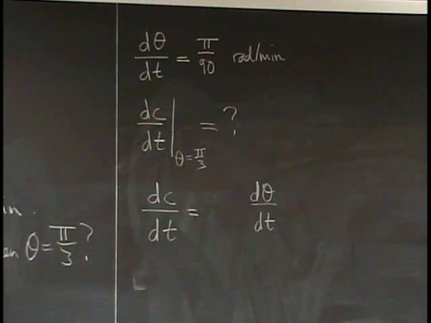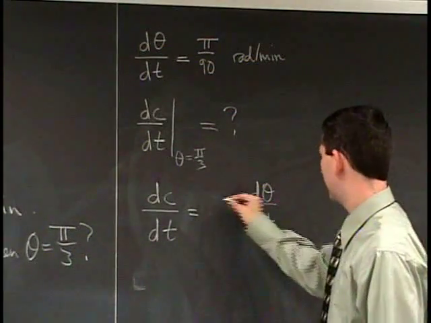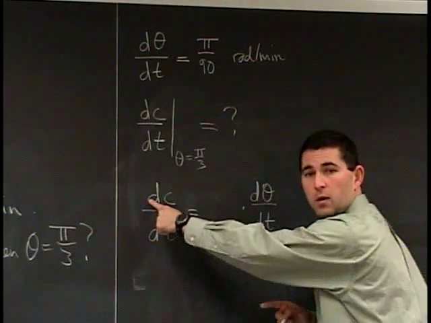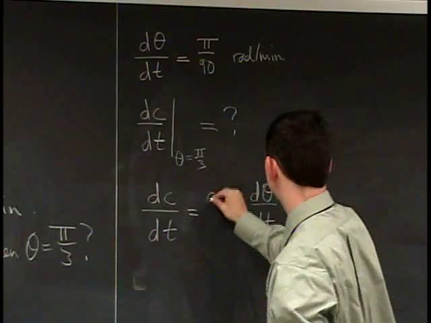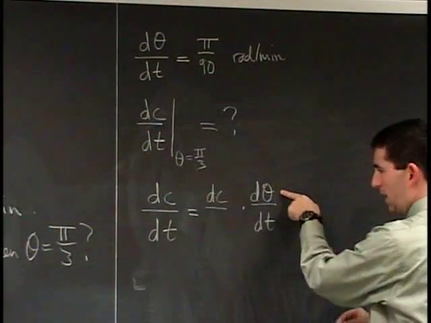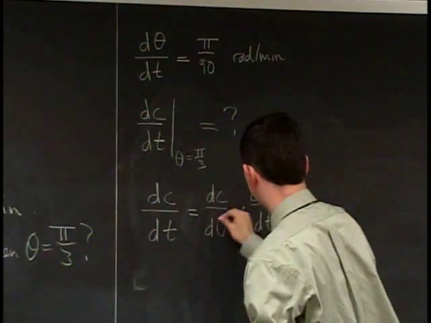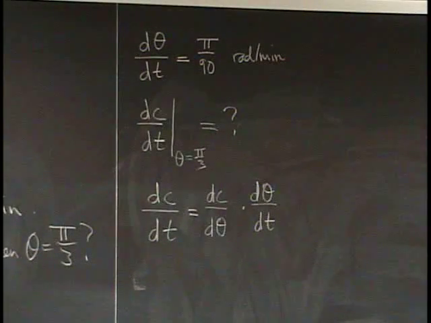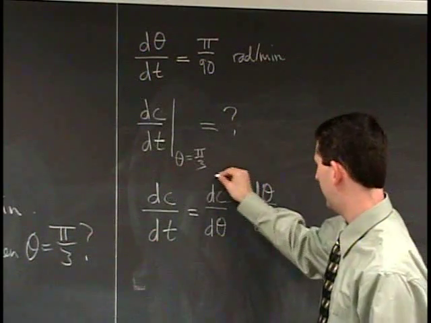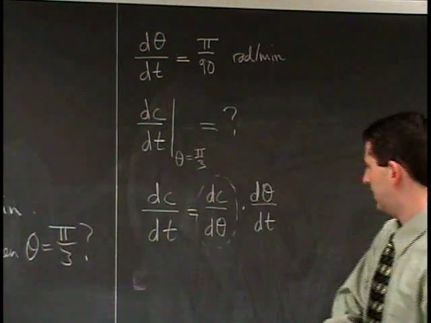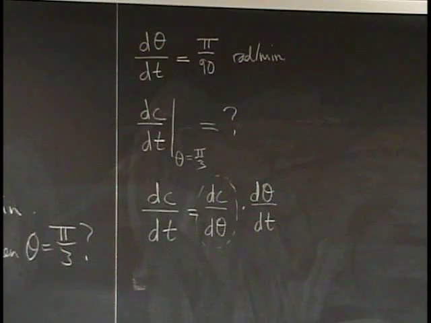Times dC over d theta. So we're missing something, right? We want to use the chain rule. So we remember what you're looking for goes on top. What you have is on the bottom. So that's what we need. It's dC over d theta. Okay. So I need what?